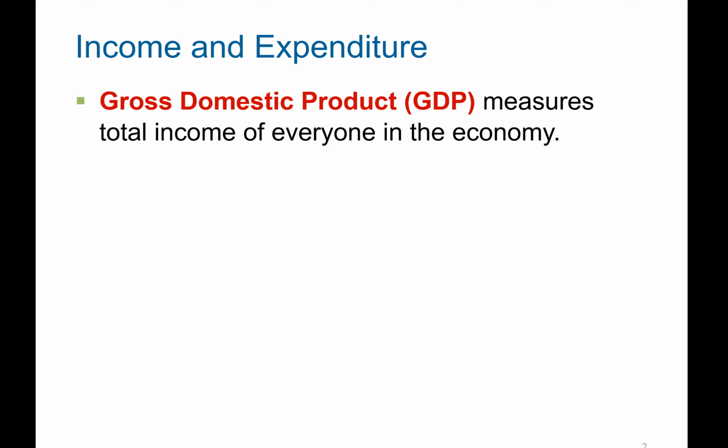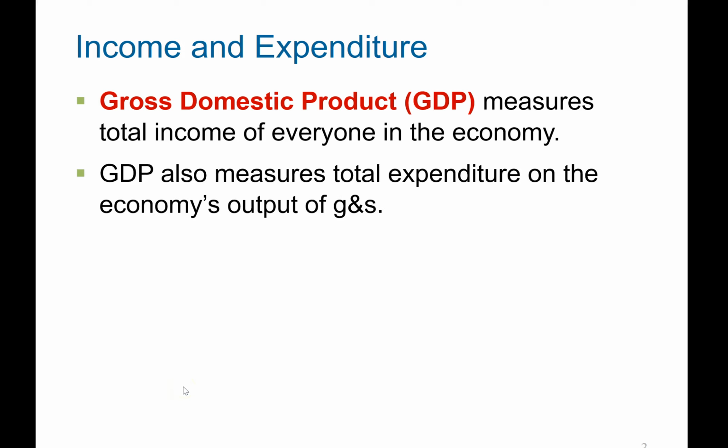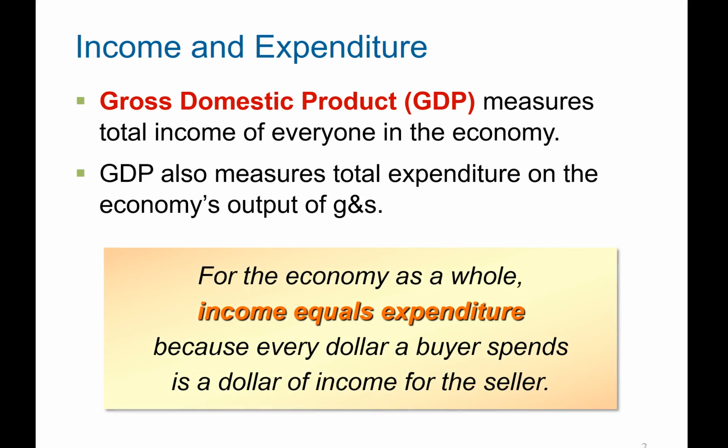So when we start looking at gross domestic product, we look at this concept of income and expenditure. When we talk about GDP, we actually use it to describe the same thing. The assumption is that income and expenditures are the same because every dollar that a buyer spends is a dollar of income for the seller. And we use that to describe all of the components of GDP, and you're going to see that in a moment.